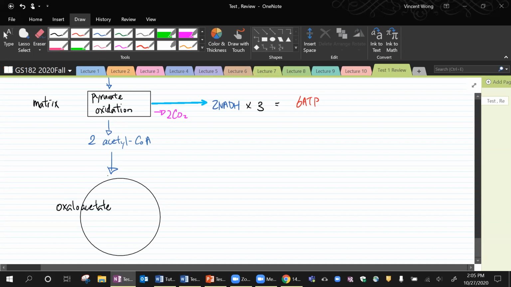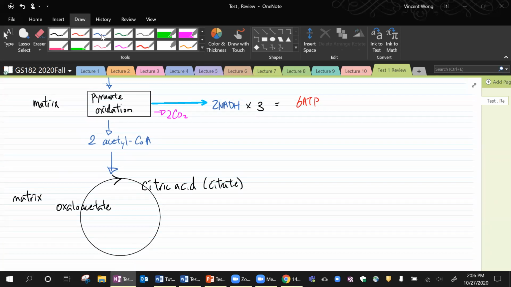Oxaloacetate. Okay, and then it will combine together with the acetyl-CoA to create citric acid. Okay, you should know this. If I ask you what is the first product in the Krebs cycle, it is citric acid, or citrate. In some cases, both are okay. Right, citrate. And then the citrate will go through a series of steps where it will be broken down and it will get regenerated into oxaloacetate, so the cycle can keep on spinning. Okay, so this is happening in the matrix.